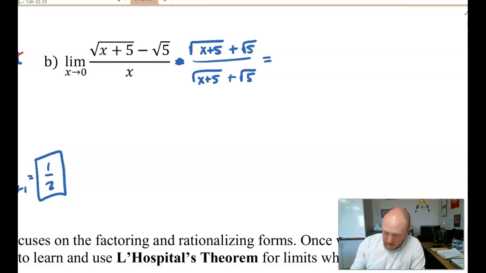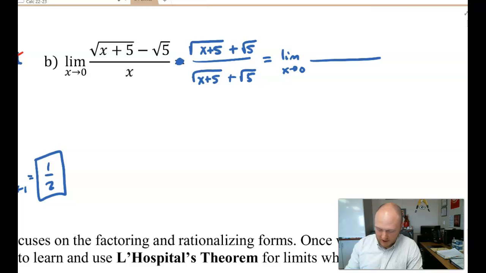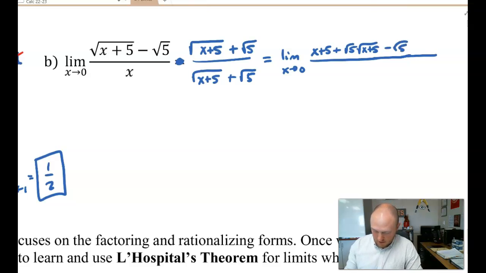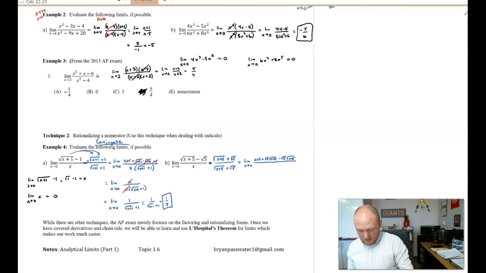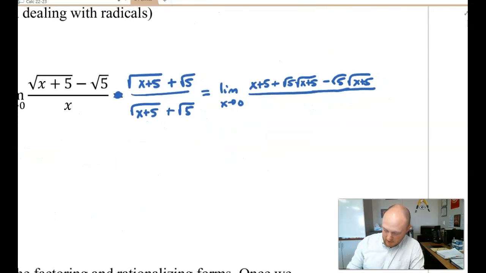Okay, so if you went ahead and evaluated the limit, the numerator, after multiplying this, you should have gotten x plus 5 plus root 5 root x plus 5. You could merge those together, but I wouldn't. I'm just going to keep them separated because look what happens. Oh, I have a positive root 5 times root x plus 5 and a negative root 5 times root x plus 5. So I wonder if those are going to cancel. Okay, and then a negative root 5 times a positive root 5, that gives us negative 5.